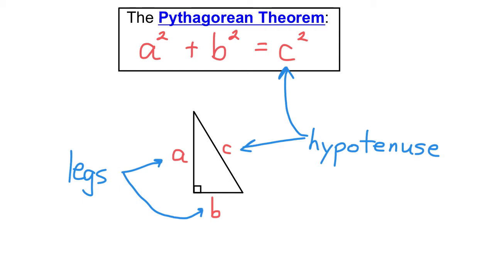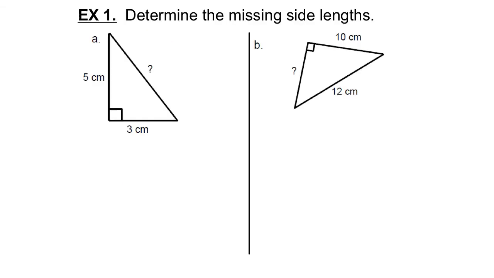So let's work through some examples. For each of these triangles, we are to determine the missing side lengths. So in the first one, this is our missing side length. In the second one, this is our missing side length. In both cases, we know two of the sides, and we're missing the third. They're both right triangles, which means for both, we can use the Pythagorean theorem.